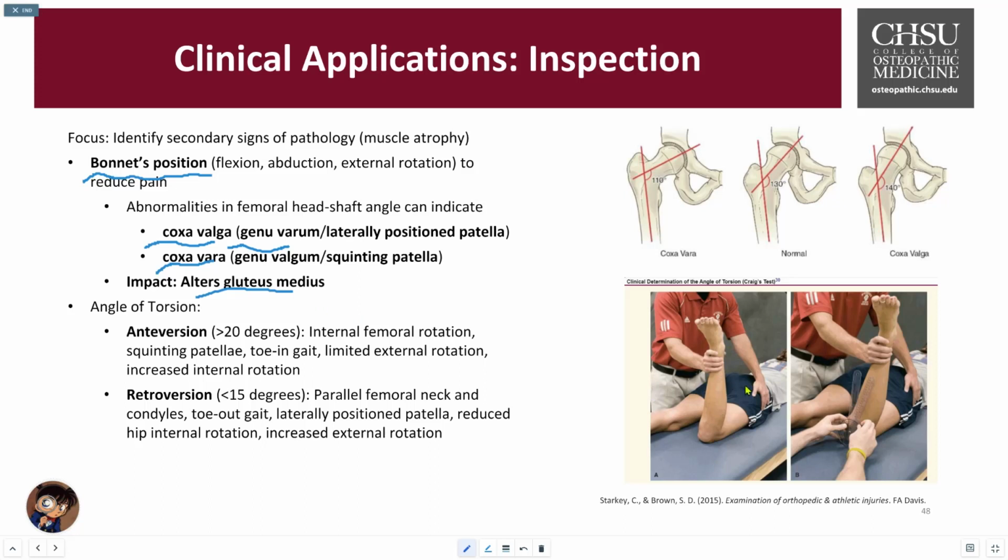So in this case, a patient lies down on a testing bed, and then the lower leg is extended up, and in anteversion, whenever there's a greater than 20 degrees angle, there's going to be limited external rotation and increased internal rotation as a result. In retroversion, where the angle is lower than 15 degrees, oftentimes there's going to be a toe-out gait, and then the patella tends to be shifted laterally. As a result, there's going to be reduced internal rotation and more extreme lateral rotation.